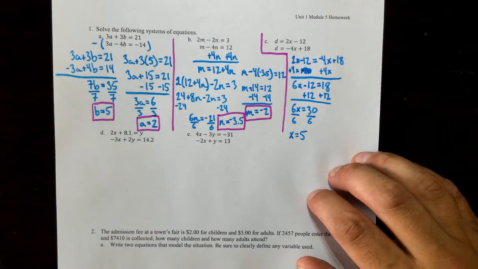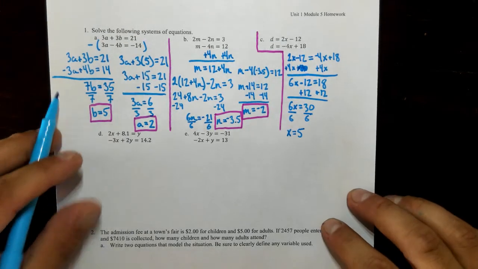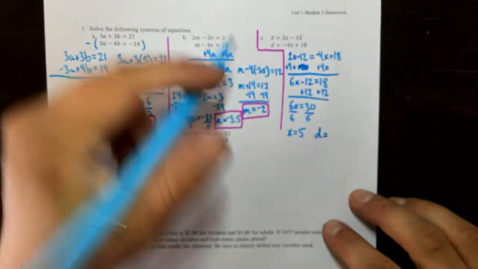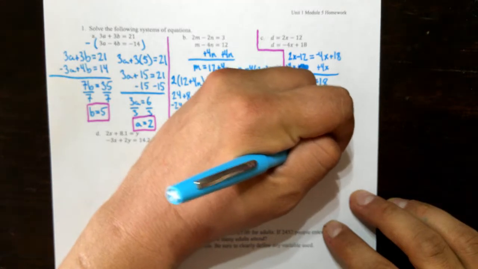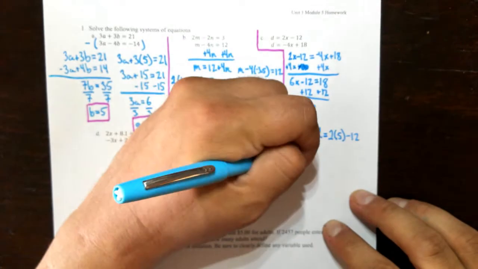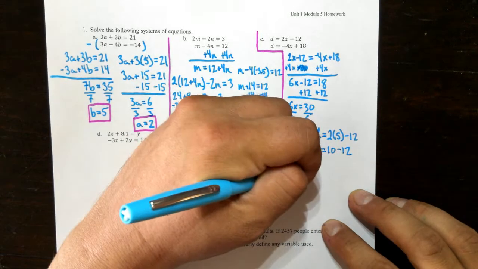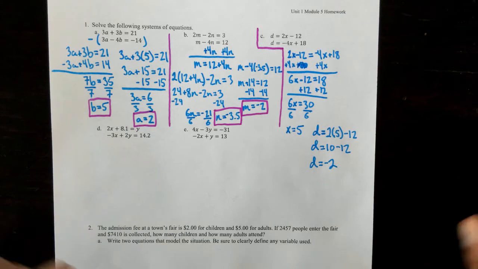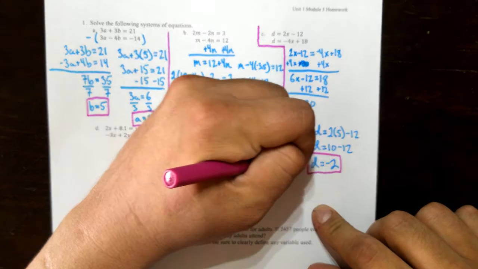Now what I can do is plug in 5 for x in either of the equations and find my d. I'll just use the first equation. So d is equal to 2 times 5 minus 12. That's going to be 10 minus 12, which is d equals negative 2. So here we have our x value and our d value.